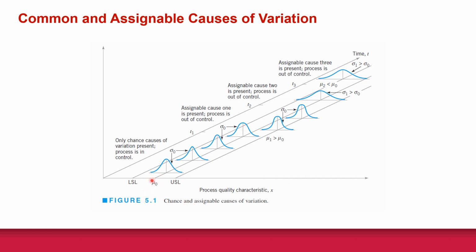So mu0, that's our specification. That's our mean value, where we expect it to fall, the weight we want. We have a lower specification limit and an upper specification limit. Again, those are set typically at plus or minus 3 sigma of our variance.